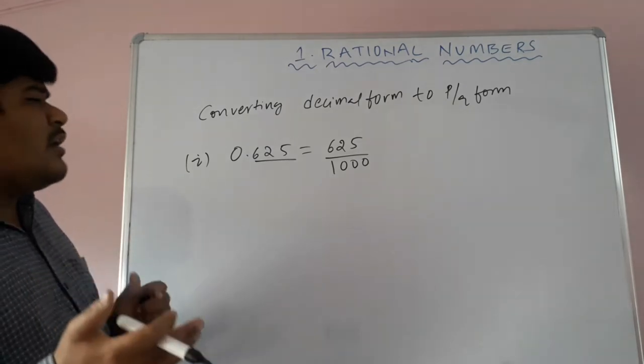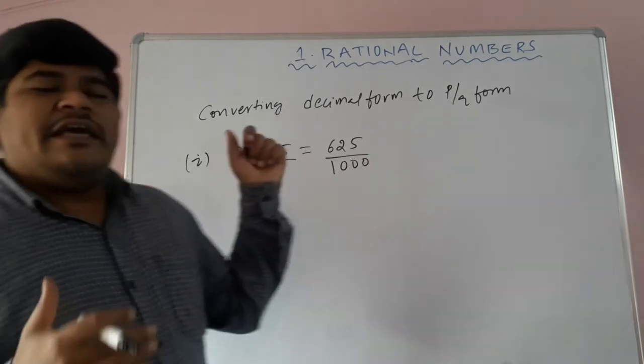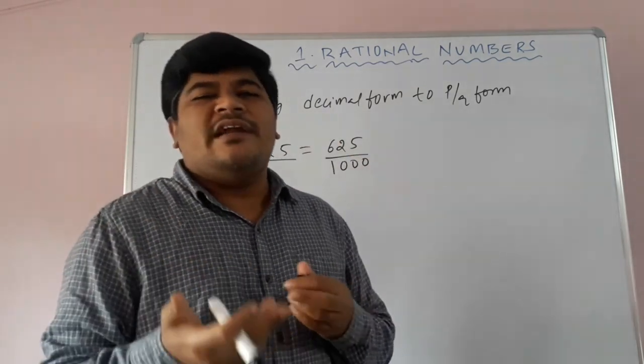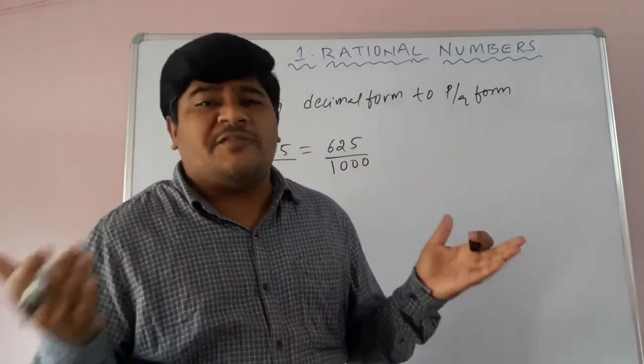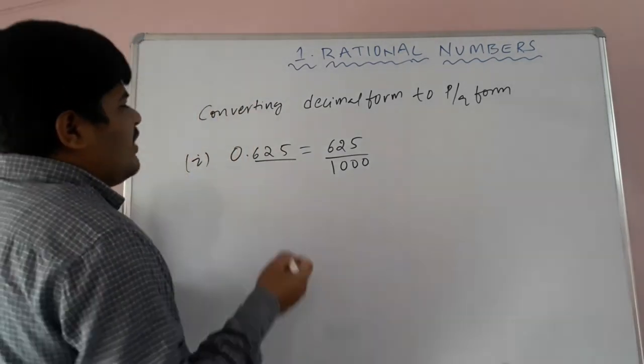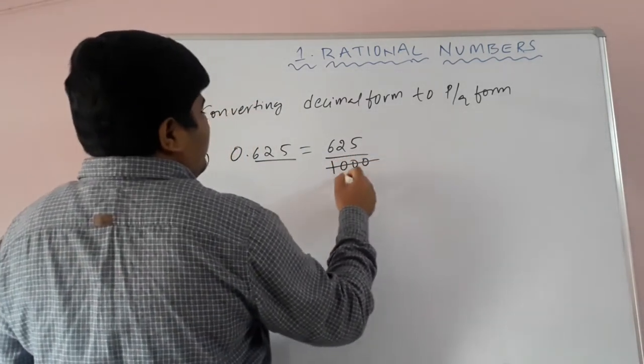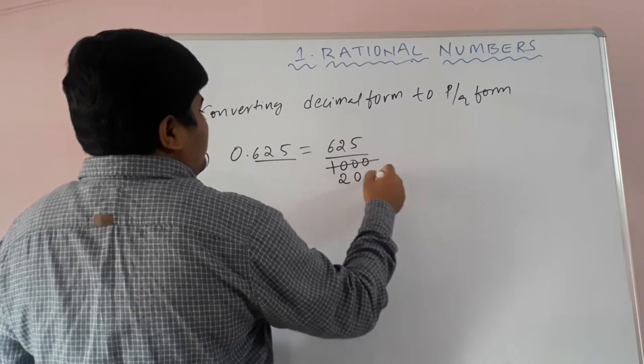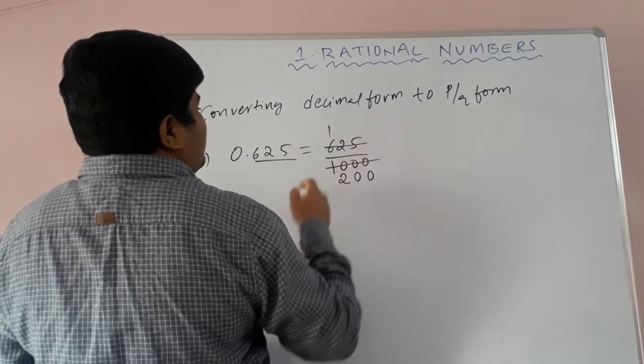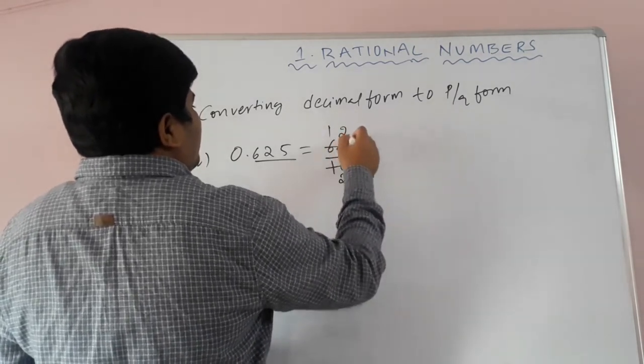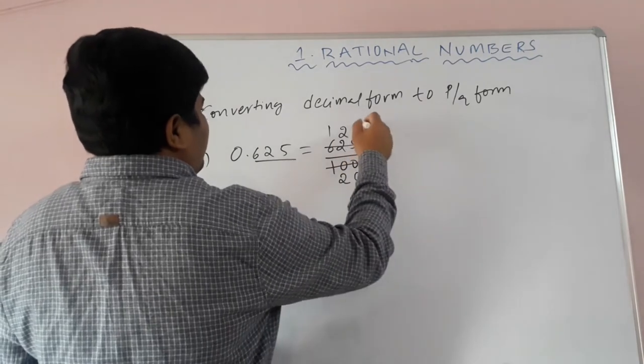We converted into the p by q form. If there are any common factors in the numerator and denominator, you can simplify both. You can reduce the fraction. Now, ending with 5, ending with 0, both are divisible by 5. 5 2s are 10, 5 zeros and 5 zeros. 5 1s are 5 and 12 is the remainder. 5 2s are 10 and 5 5s are 25.